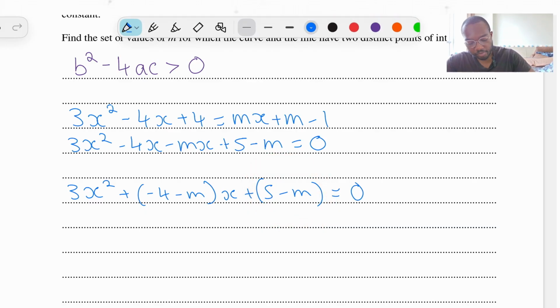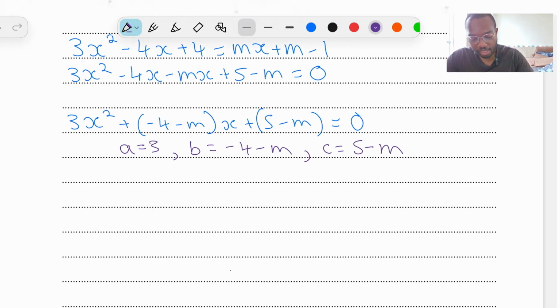So therefore, let's write that here where we know that a is equal to 3. Okay, we have b equal to minus 4 minus m, and we have c, and that's equal to 5 minus m. Then if we do b squared minus 4ac, and we make this greater than 0, then what would that be? Okay, so that would be minus 4 minus m, all squared, minus 4 times 3, so that's minus 12 times 5 minus m, and this will have to be greater than 0.